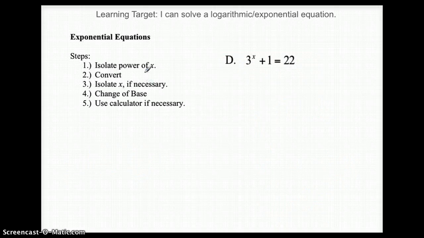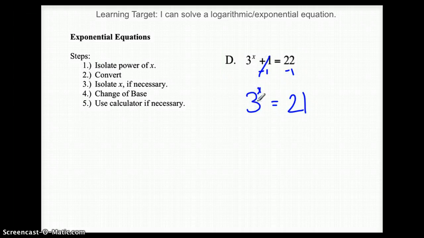All right. Now let's look at when we have x as an exponent, in other words, an exponential equation. First thing first is to isolate the power of x. So get 3 to the x alone. So what needs to move? Well, that plus 1. And I'm going to move it by subtracting 1. So 3 to the x will equal 21. Now the answer here is not 7. You can't divide by 3. This isn't read as 3 times x. This is 3 to the power of x.